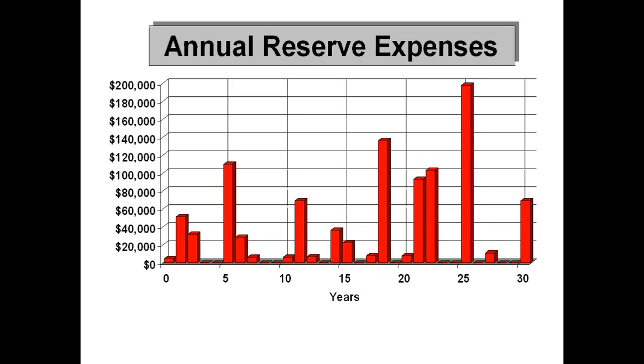A projection of those components into the future, inflated appropriately based on the inflation value in the reserve study, forms the schedule of your reserve expenses. Here I've shown the future expenses from that component list in the kind of chart you'll see in many reserve studies. And notice how the schedule is very irregular. It's not a stable pattern, and it's the kind of thing that almost looks random.